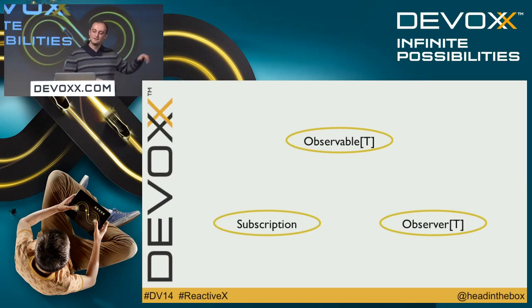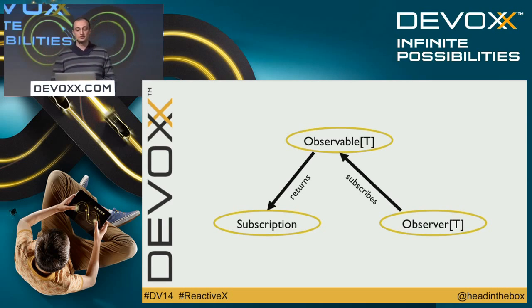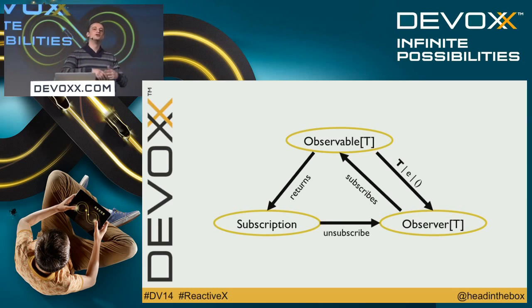But the 3 types that we have seen are observable, observer, and subscription. So to visualize their interactions, an observer can subscribe to an observable. At that moment in time, immediately, right, we don't block, we return a subscription object. And from that moment on, the observable can start sending items of type T or an exception or a completed event to the observer. And then the observer can use a subscription to unsubscribe itself from the stream to tell it that, you know what, I had enough.